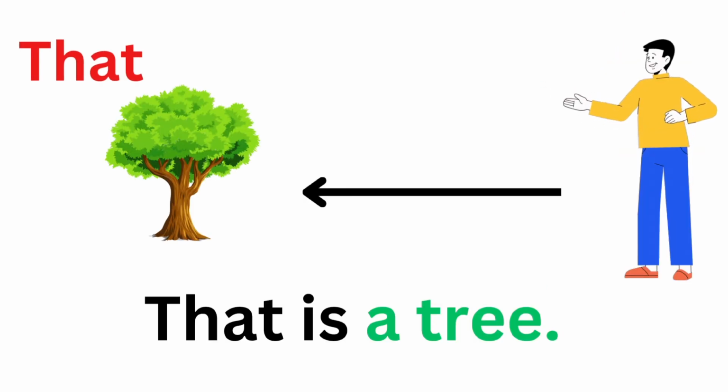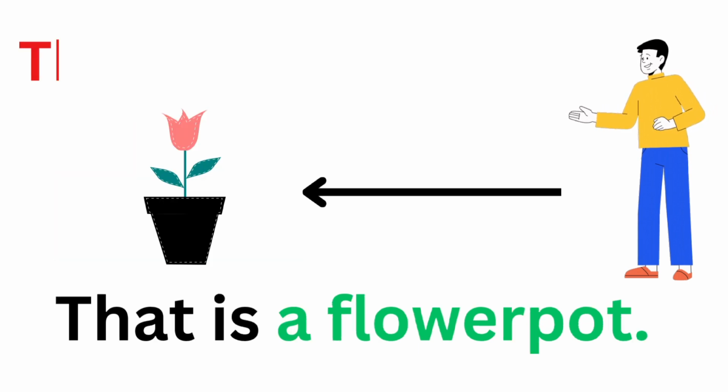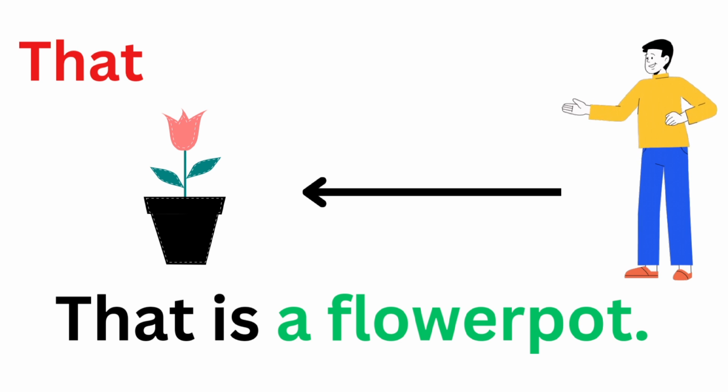That is a tree. That is a house. That is a flower pot.